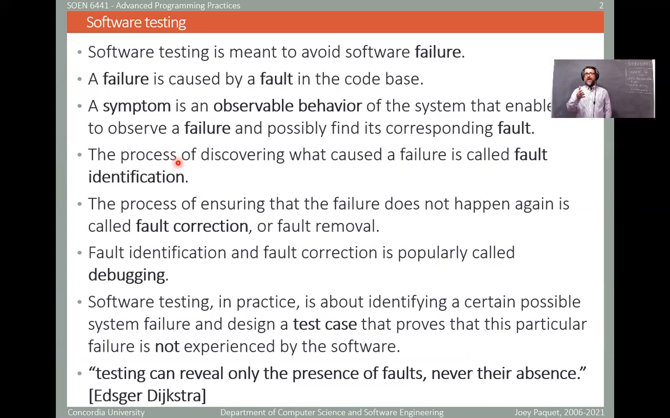Then once you have identified where the fault is, for example the line of code that is wrong, or a combination of lines of code together that result in the wrong behavior, you can actually fix these lines of code to make the failure go away. So that's fault correction. Of course, debugging and testing are heavily related. What you want to do when you do unit testing is to avoid bugs, and avoid having to do fault identification and fault correction.